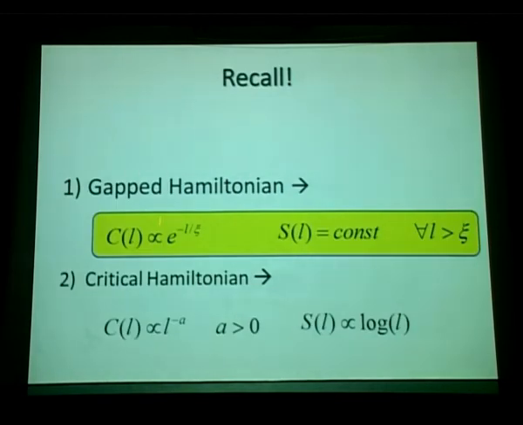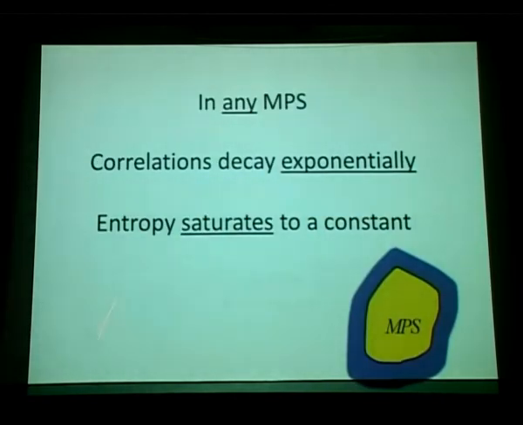So recall what I said about gapped systems. For ground states of gapped Hamiltonians, the correlations decay exponentially, while the entanglement entropy saturates to a constant. What I'm going to argue now is that if you give me any MPS, irrespective of any Hamiltonian or any ground state, so you just pick a random state from the subspace, in any MPS, the correlations decay exponentially and entropy saturates to a constant. And so precisely the scaling behavior which I expect to see in ground states of local Hamiltonians. And let me emphasize again that I'm not referring to any specific Hamiltonian or ground state at this point. In fact, these properties follow just from the geometric structure of the tensor network.